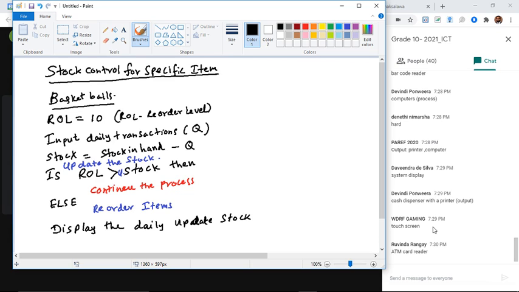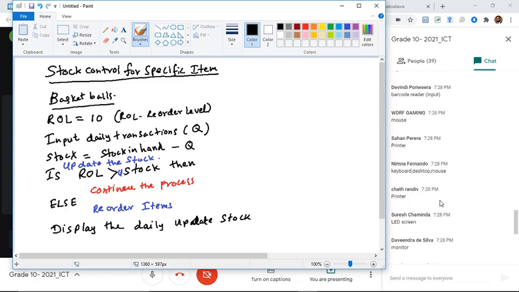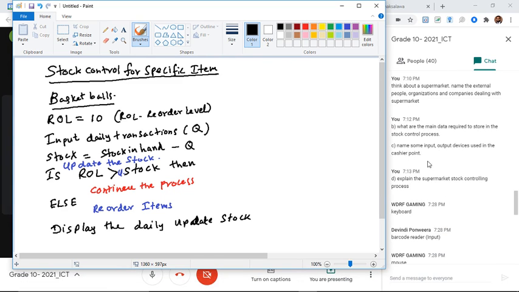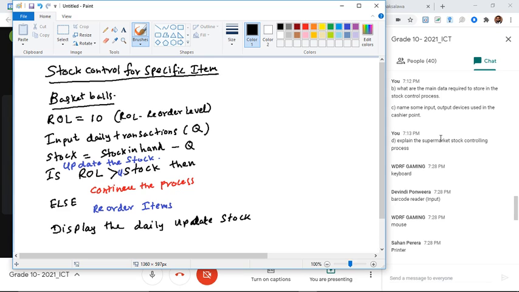Okay, so from my bank, it will deposit to the supermarket bank account. Think about that process again. In this question I am asking, what are the input devices? So first write down the input devices. What are the input devices available?